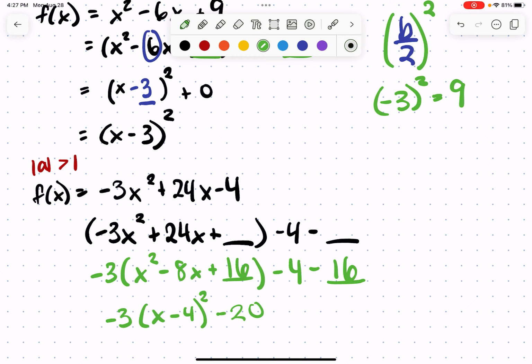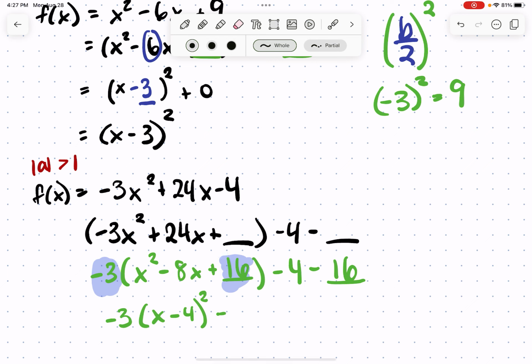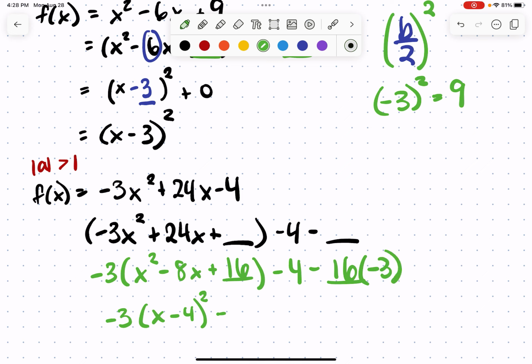But wait, if you actually FOIL this out, you're not going to get the right answer. That's not all, because this 3 would get distributed to this 16. I didn't just add in 16. I added in 3 times 16, negative 3 times 16. So I'm going to have to multiply that minus 16 by negative 3 before I do any simplifying.